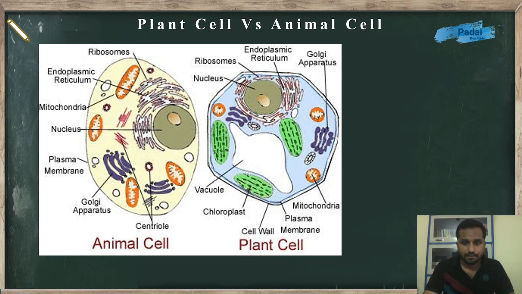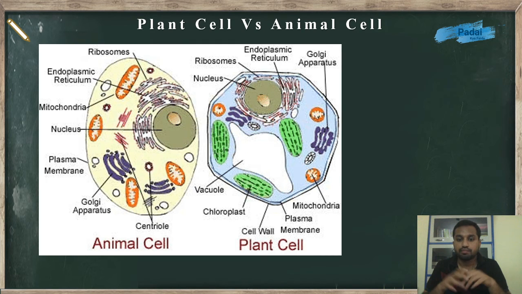So here you can see there is one more huge difference. There is a huge vacuole present in a plant cell, whereas here, follow my cursor, you can observe small or very tiny vacuoles present in the animal cell, and the number of vacuoles in the animal cell is larger. When it comes to the plant cell, there is a single huge vacuole.